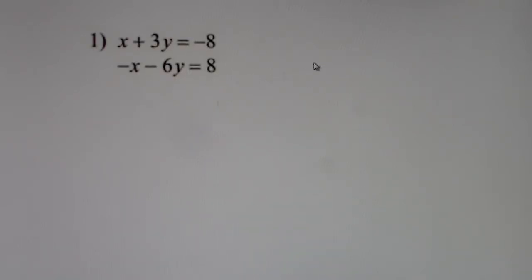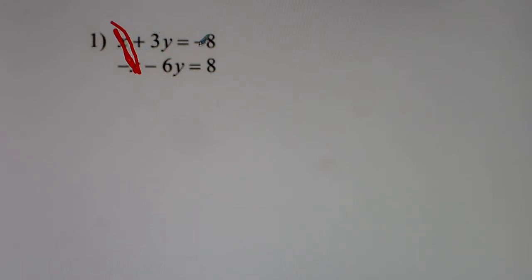So problem number 1, you have x plus 3y equals negative 8, and the second equation in this system of equations is negative x minus 6y equals 8. Now, working with elimination method, we use the elimination method when we could cross out a variable right away. So in this case, the x's are opposites of one another, so they can be eliminated right away. This is a positive 1x and this is a negative 1x. Since they're opposites, we cancel them right out.